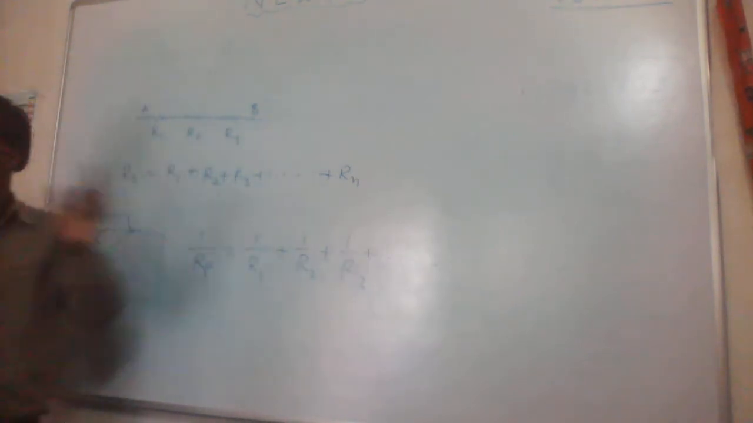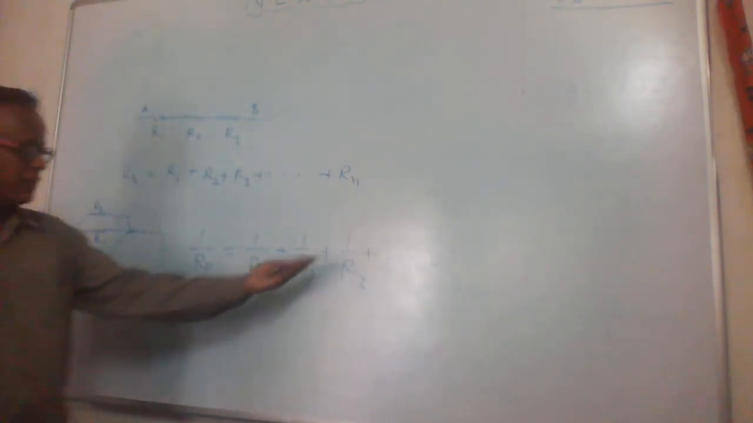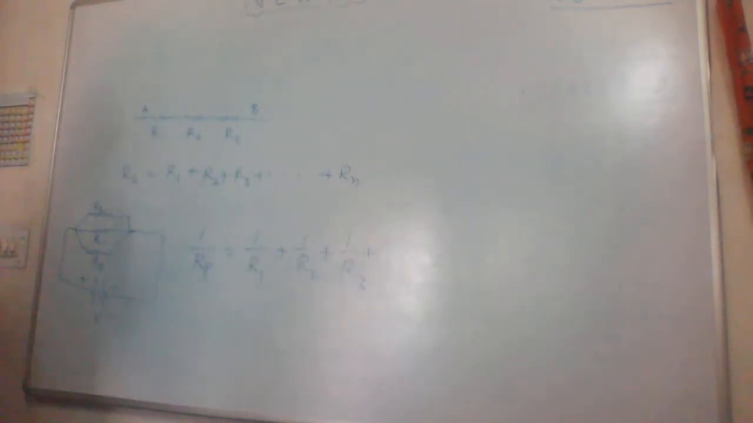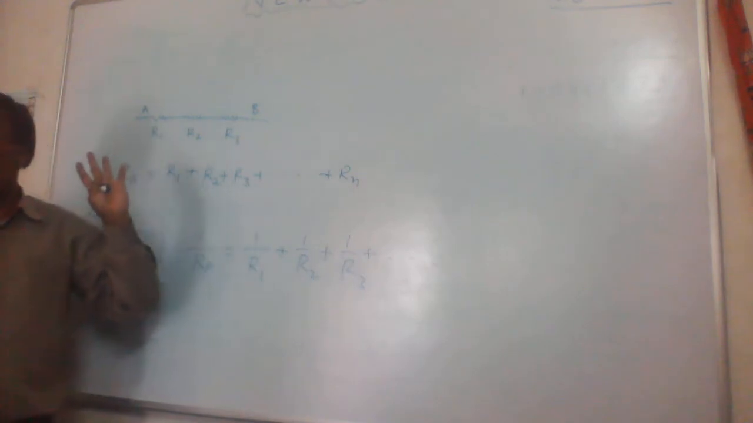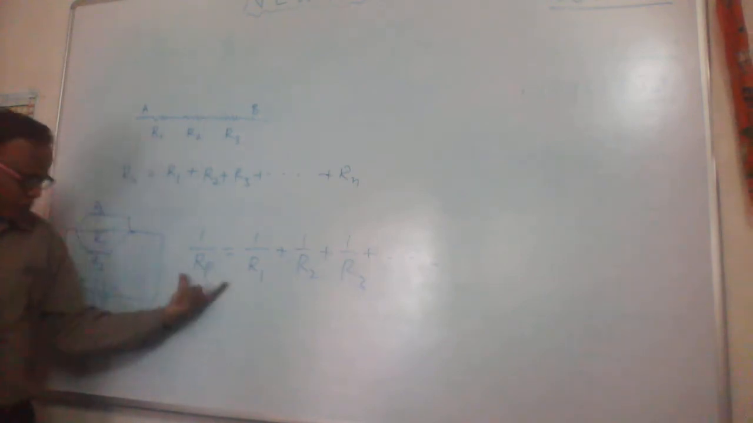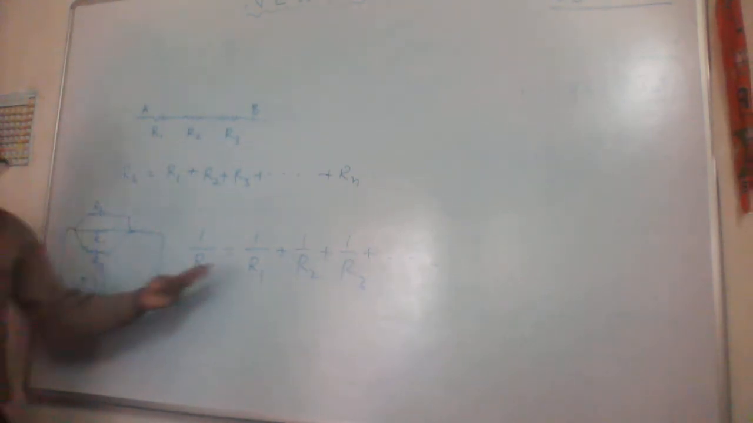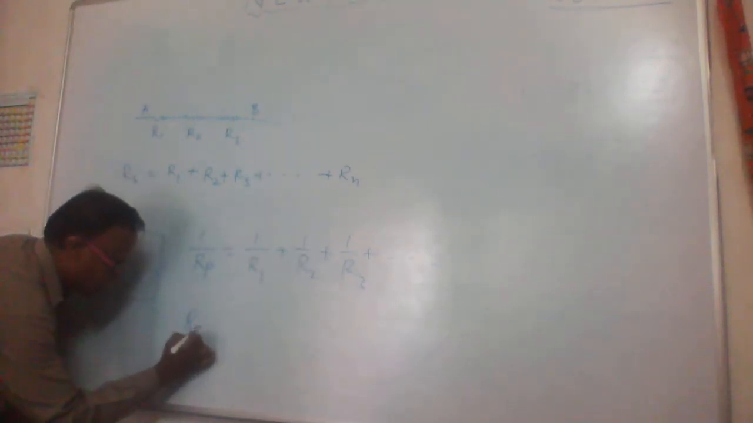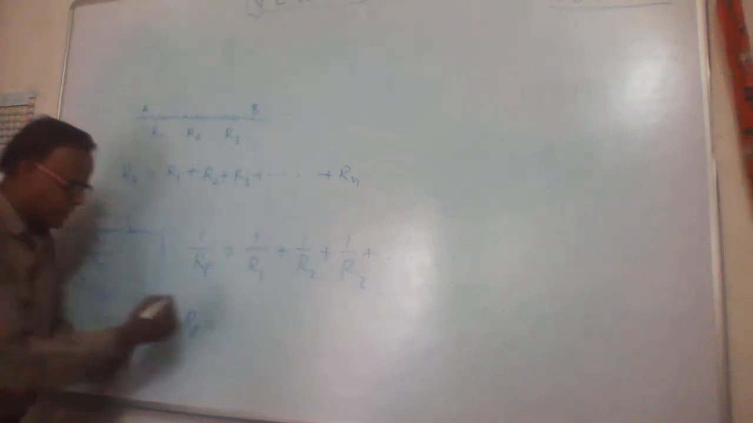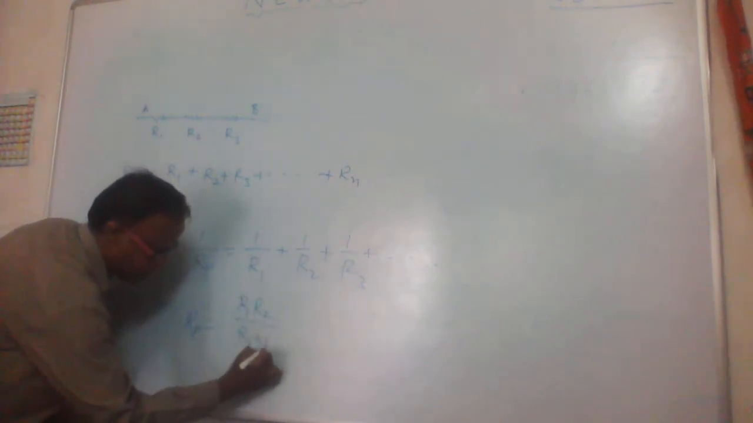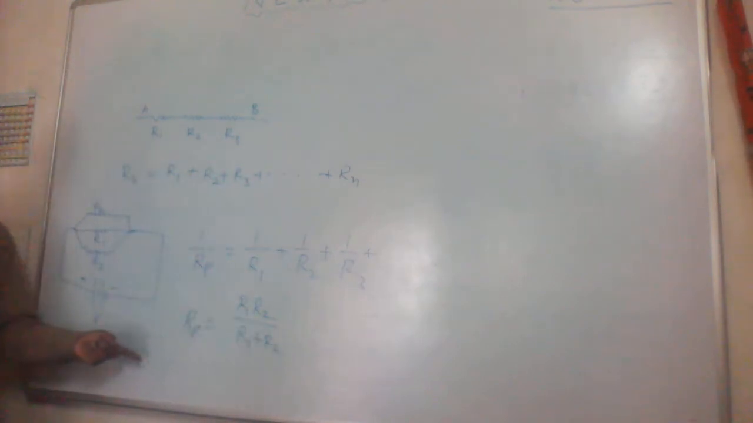We have completed up to this exercise. If more than 3, then plus 1 by R4 plus 1 by R5 like that up to 1 by Rn. Now we solve some numerical problems based on these two relations. And here you can also learn one small formula. Suppose only two resistors are connected in parallel, then Rp is equal to, after simplification, R1 R2 upon R1 plus R2. You know it, right?